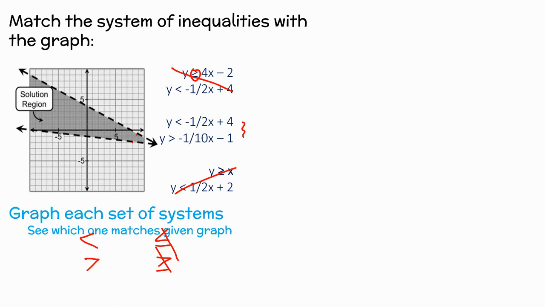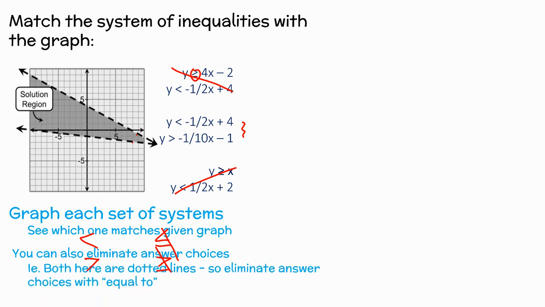So I just wrote up here, see which one matches the given graph. And you can also eliminate answer choices, which is what I just went over. And that's it. All right.